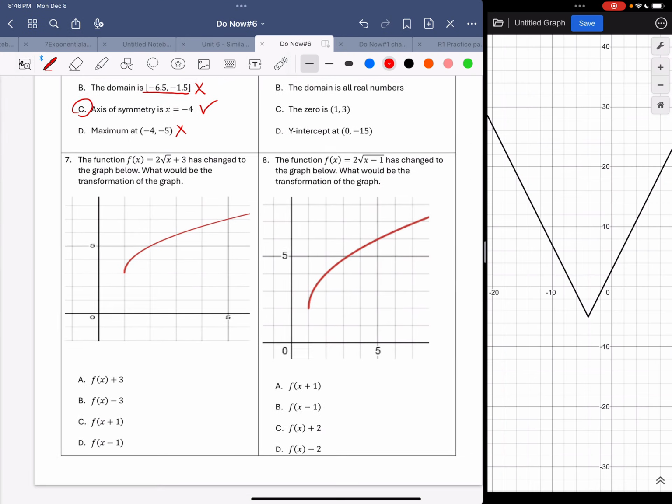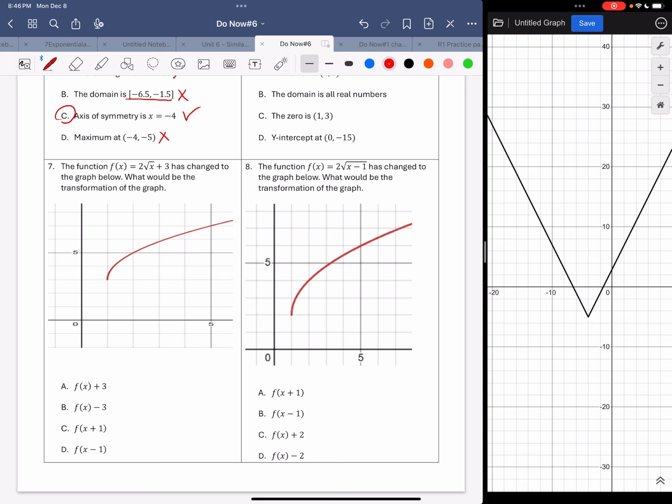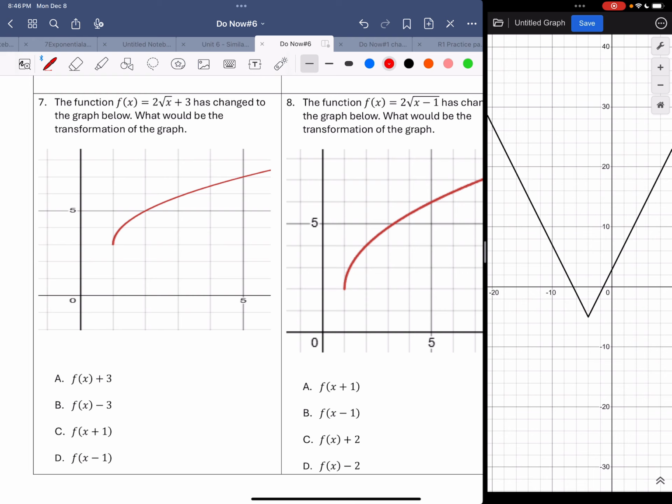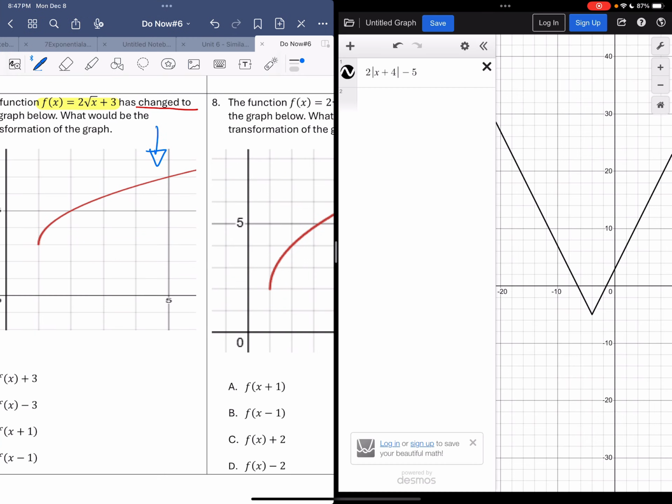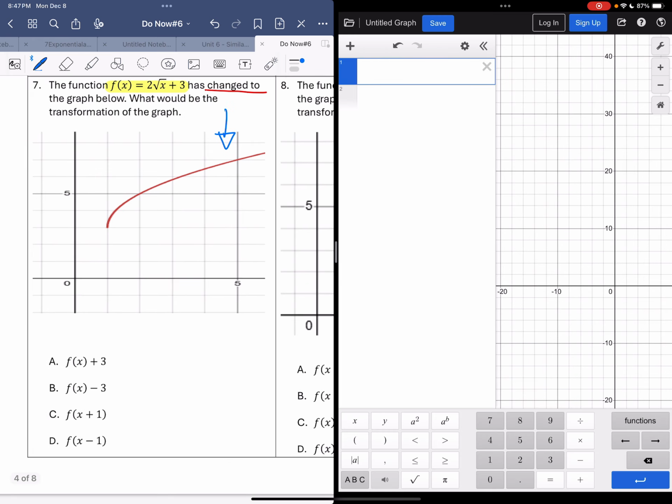All right, questions number 7 and 8. Maybe these are the last questions that I will go over in this video. The function f of x equals this has changed to the graph below. I'm going to put this one into decimals, and that changes to this graph, and we are explaining how the graph transformed. Normally you have to put the y value instead of f of x, but it is okay to put f of x when it comes to graph transformation. I see some people just put plus 3 like that. That's wrong, because plus 3 should be outside of this absolute value, no square root.